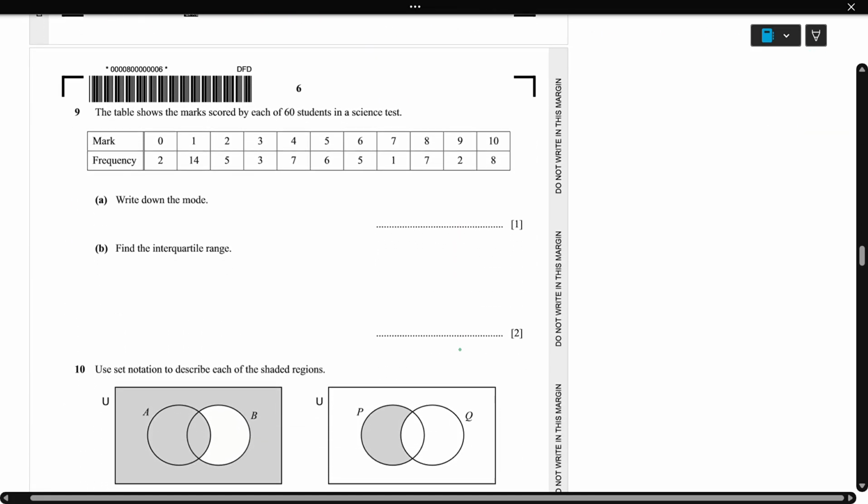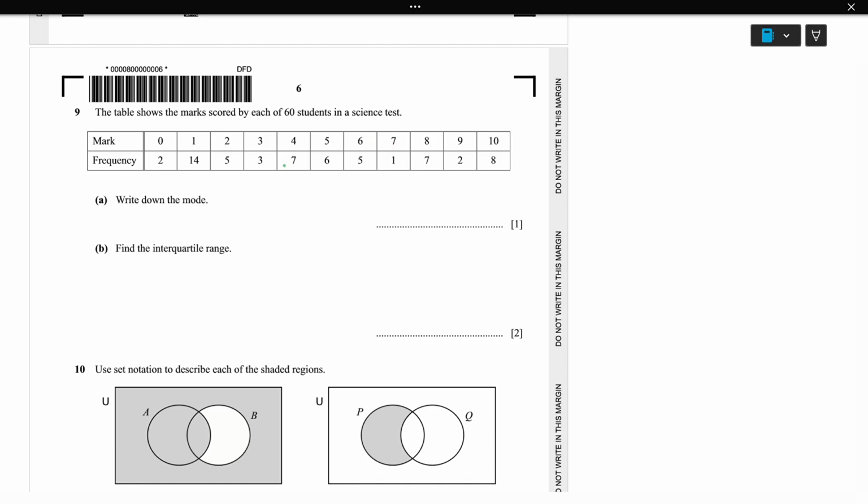The next question, 9. The table shows the marks scored by each of 60 students in a science test. Everything is given. Write down the mode. The mode is the highest frequency. 14 is the highest frequency, so 1 is the mode here.